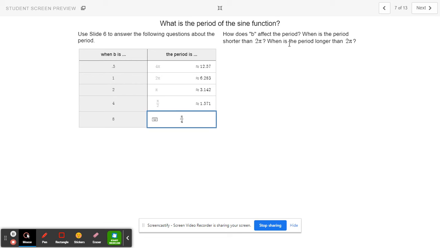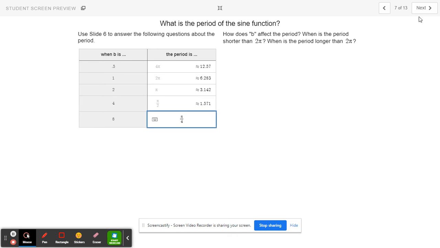So how does b affect the period? When is the period shorter than 2 pi? When is the period longer than 2 pi? The period is shorter than 2 pi when b is bigger than 1. So for when b is 2, 4, 8, anything bigger than 1, the period is shorter than 2 pi. When is it longer than 2 pi? When b is less than 1. When b is between 0 and 1, not including 0, but greater than 0 and less than 1, then it is longer than 2 pi.